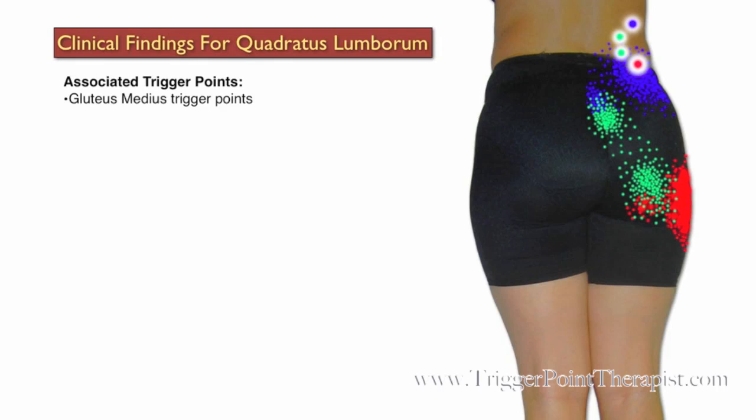Trigger points in the gluteus medius, gluteus minimus, and iliopsoas muscles are all associated with trigger points in the quadratus lumborum. A common misdiagnosis for active trigger points in the quadratus lumborum muscle is sacroiliac joint dysfunction.